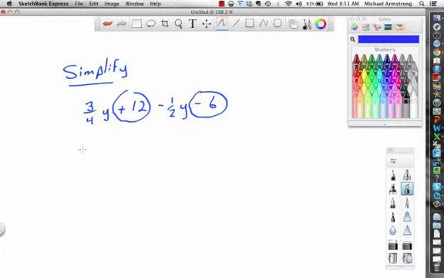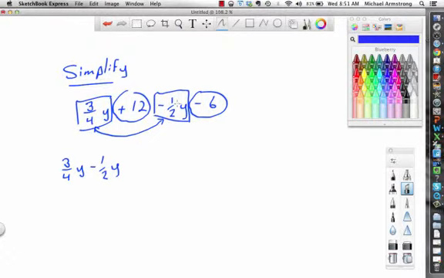And I'm going to go ahead and do that, and I'm going to put these next to each other. So I'm just reordering them, which is okay as long as I keep the sign with it. So we're going to reorder 3/4 y minus 1/2 y. Notice that this minus sign is connected to the number. This is like a positive, it just doesn't show it. Then I'm going to combine the 12 and the minus 6, which is positive 6.